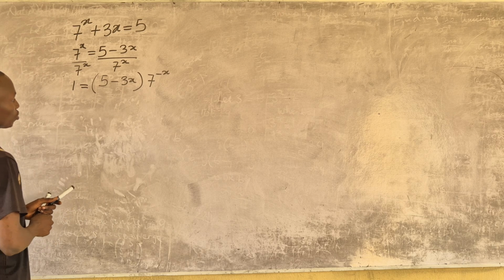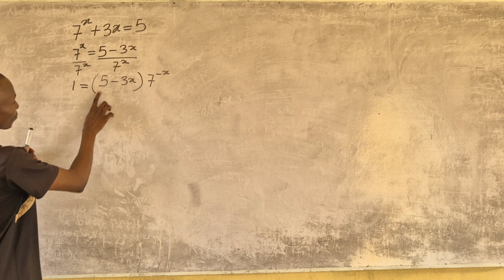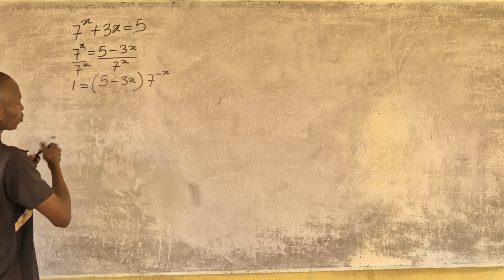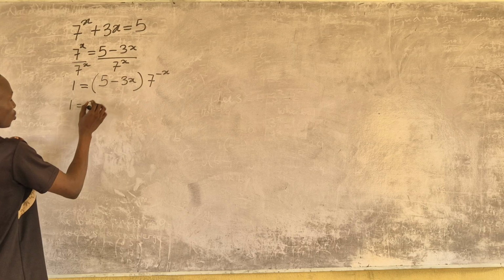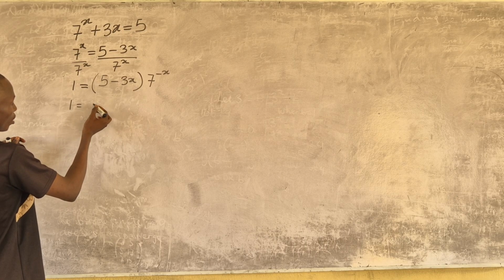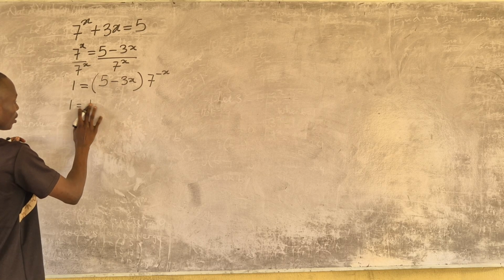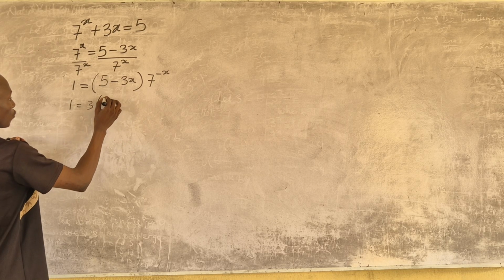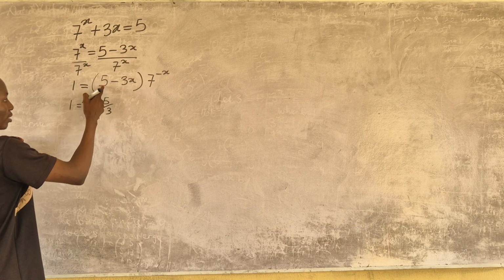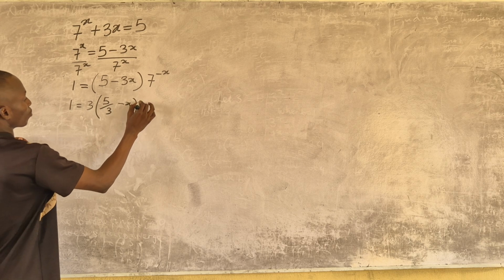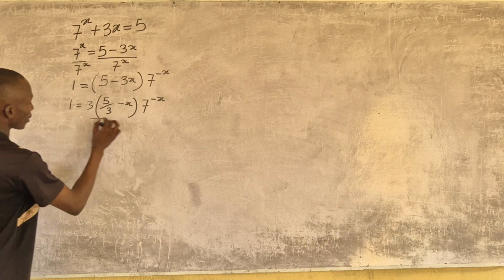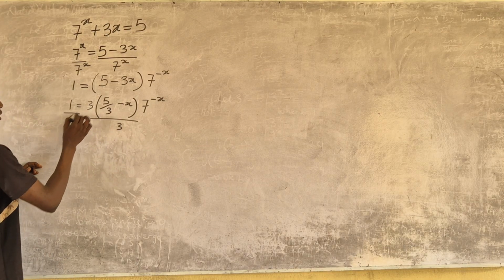Now, look at the amazing thing we are going to do here. Now, we are having 5 minus 3x. And we want this x here to be unity. So what you have to do is to write this as 1 equals 3 into 5 divided by 3, because 3 times 5 divided by 3 will give us 5. Then minus x, right? Multiply by 7 to the power of minus x. Wow. So if we divide here by 3 and divide here by 3, this 3 will cancel out this.